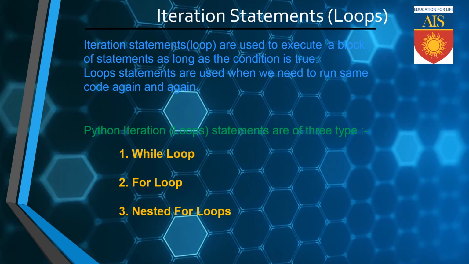Next option is what, that is the iteration statement or loop. Iteration statements are used to execute a block of statements as long as the condition is true. Loop statements are used when we need to run same code again and again. Python iteration statements are of three different types: while loop, for loop, and the nested for loop.